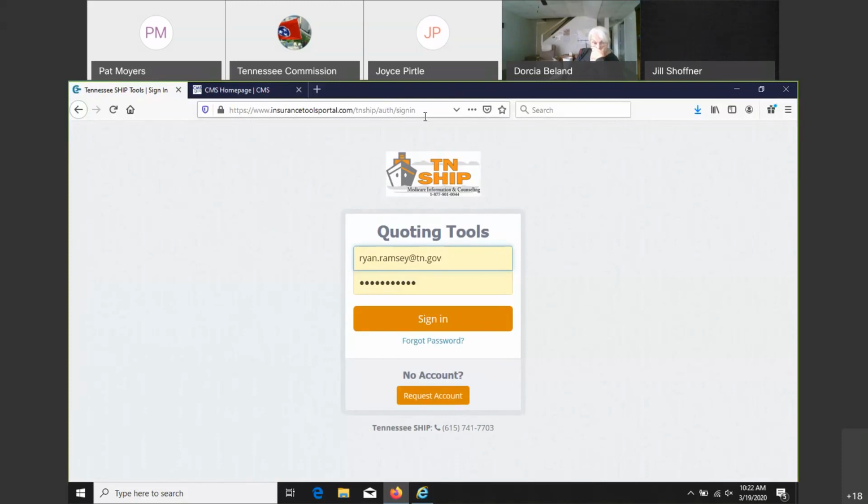www.insuranceToolsportal.com/TNShip/auth/sign-in. For anybody that is needing the link to find this site, you can absolutely reach out to your coordinator in your region to get that URL link, or you can absolutely feel free to email me at ryan.ramsey@tn.gov, and I would be happy to send you that link.